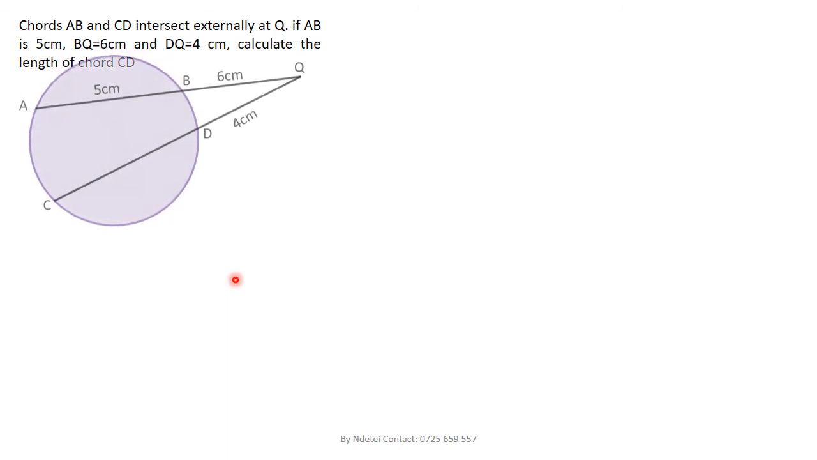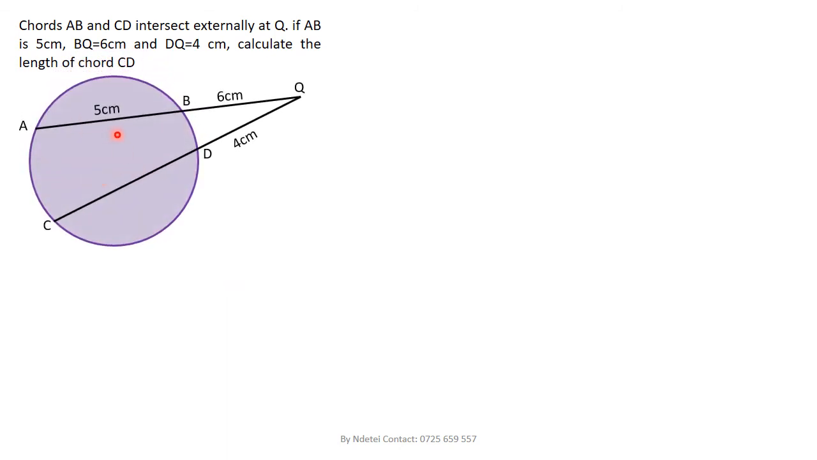We're given a question where we're told that AB is 5, BQ is 6, DQ is 4. We look for the distance CD. We write the equation AQ times QB is the same as CQ times QD. We have only 3 distances, and we can get the fourth one using the formula that we've just generated.